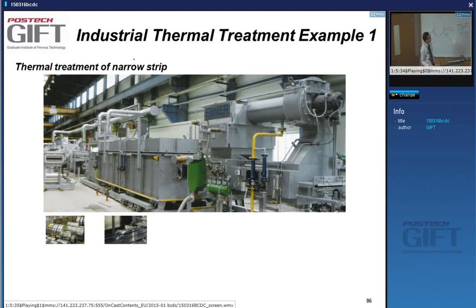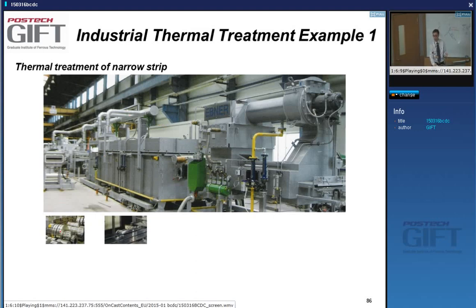And it's for the thermal treatment of narrow strip. Yeah? If you wonder what narrow strip is, these are steel products that obviously have been sheet-like at one time, but the product is narrow. What's a narrow strip product? If you work in gardening, many tools are narrow strip products, for instance saws. Saws are based on narrow strip products.